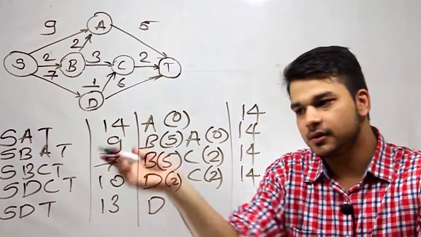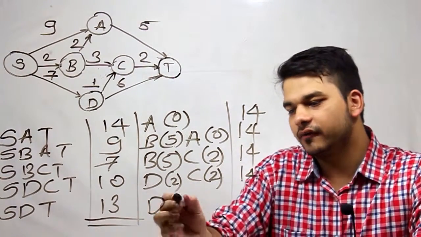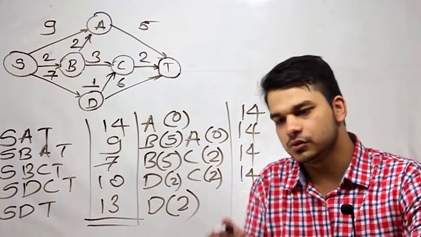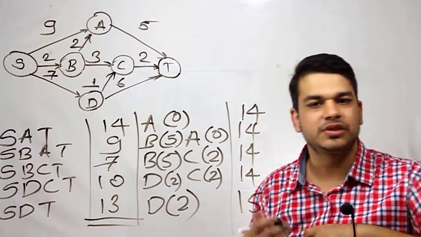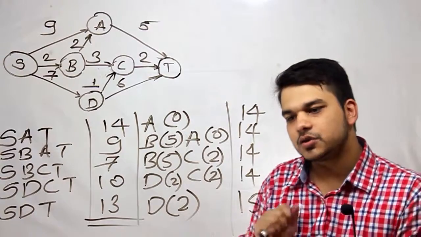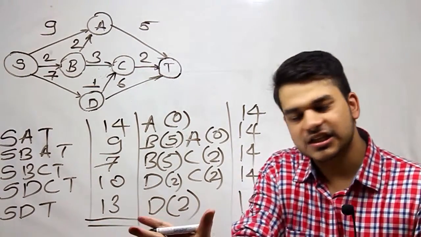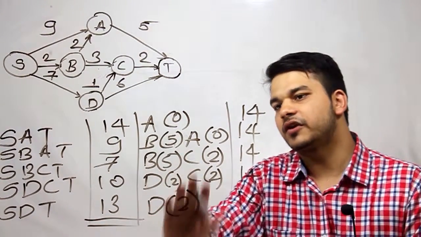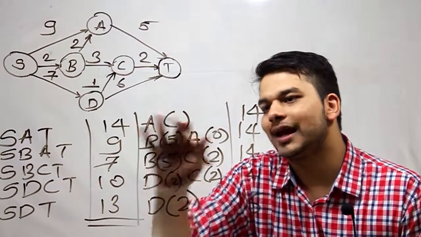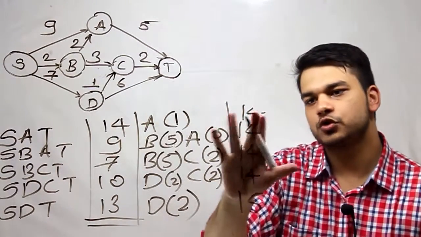But in this case, the cost is already 13. When I keep the toll of D as 2, this will become 15. So our objective fails. For this, what I'll do is, this is 15, so I'll keep this as 15. I'll change the toll at A from 0 to 1, so this will become 15.